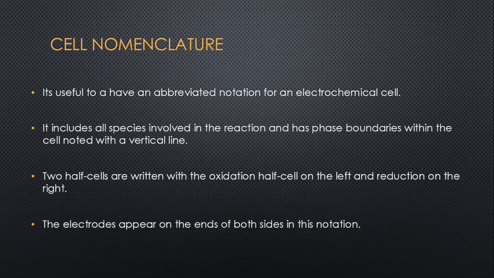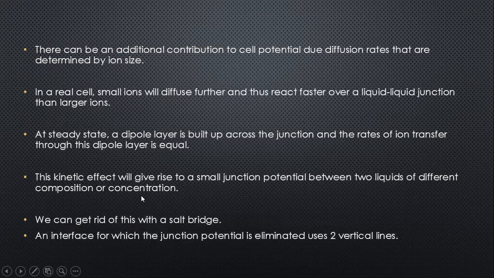So that's something that could be done. Now we're going to finish off by looking at some cell nomenclature and other stuff. It's useful to have an abbreviated notation for an electrochemical cell. It includes all species involved in the reaction and has phase boundaries within the cell notation as a vertical line. Two half cells are written with the oxidation half cell on the left and reduction on the right. So anode on left, cathode on right. Electrodes appear on the ends, on both sides in the notation.